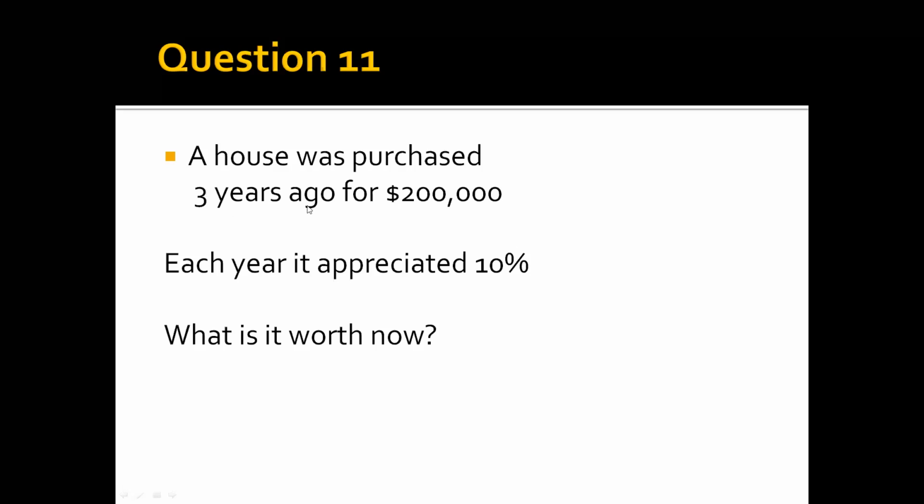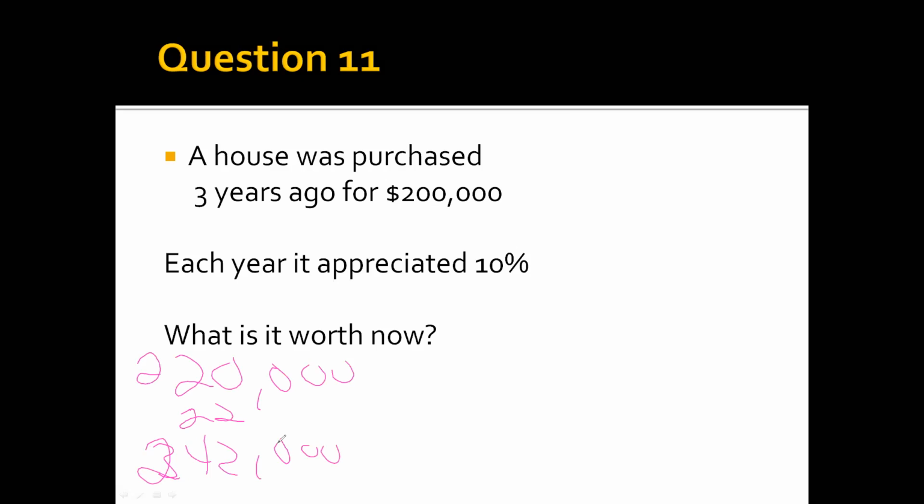All right, a house purchased 3 years ago for $200,000. Each year it went up 10%. And what's it worth now? So the first year it was purchased for $200,000. The first year it went up 10%, which is $20,000. The next year it went up 10%, which is $22,000. So the next year it was worth $242,000. And the next year it went up another 10%. I'm not going to trust my quick math, so I'm going to do it. 242,000 times 1.1. The next year it went up to 266,200.